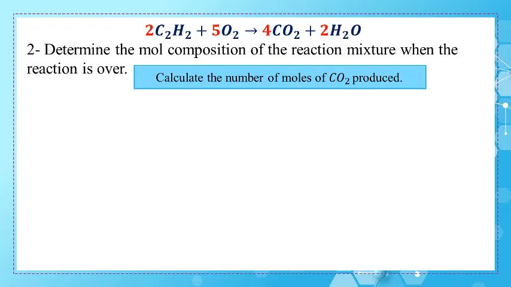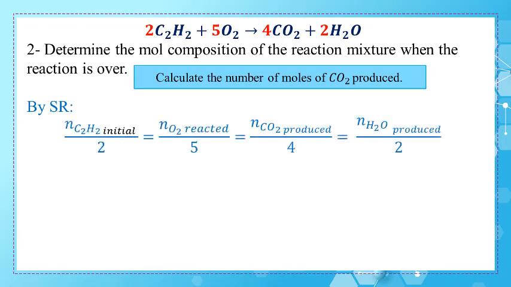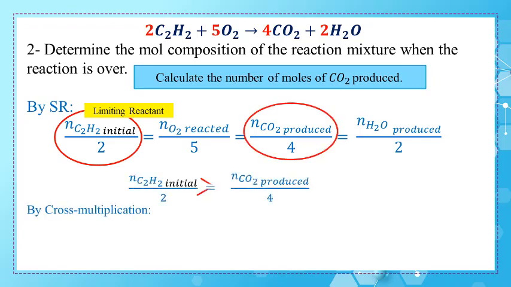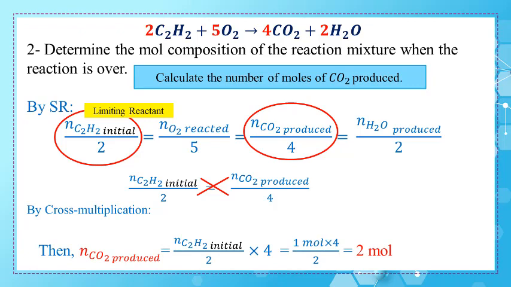Let's calculate the number of moles of CO2 produced first. By SR, we take the ratio of the limiting reactant with the ratio of CO2 produced. By cross multiplication, we can find the number of moles of CO2 produced. It is equal to number of moles of C2H2 initial over 2 times 4, equal to 2 mole.